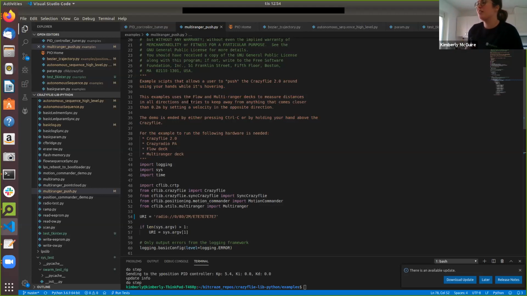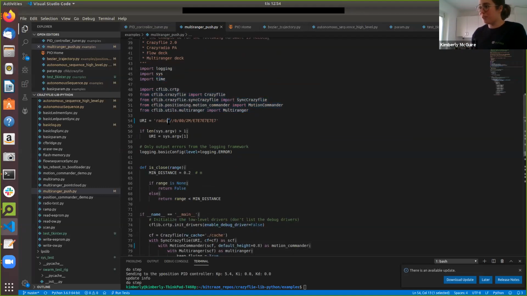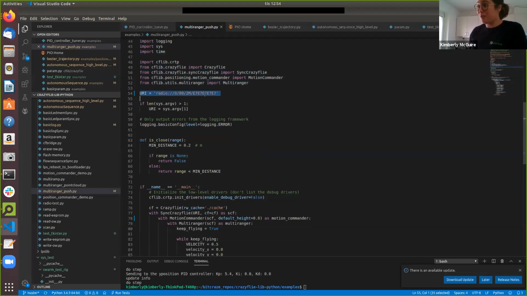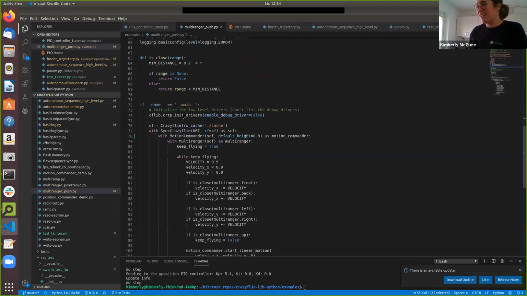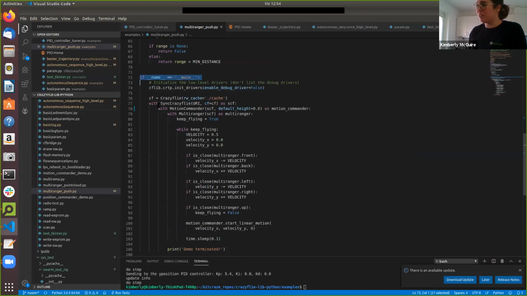Oh yeah, I was here to show you guys the scripts. So just like regular Python libraries, very important, the URI, as we discussed. If you have something different, it won't be able to detect it. And this is the main, so that's pretty much where you start up your script. And these are a couple of things that are just necessary. Here's where you actually take the URI and you connect to the Crazyflie and you sync up with it.